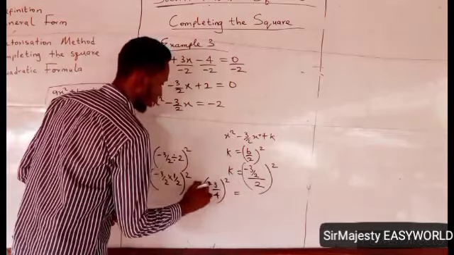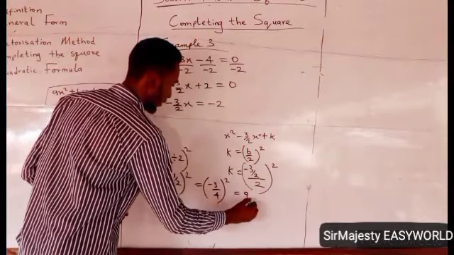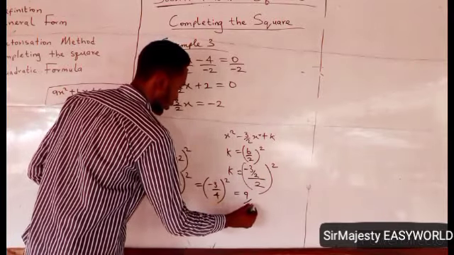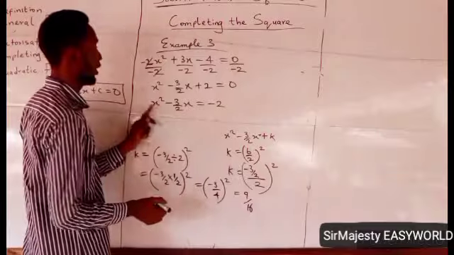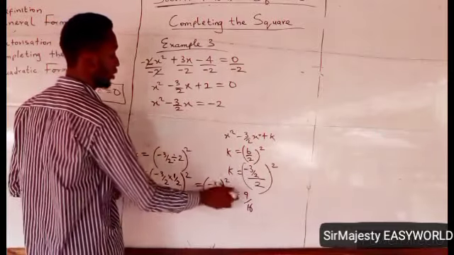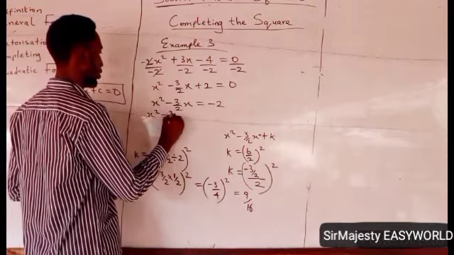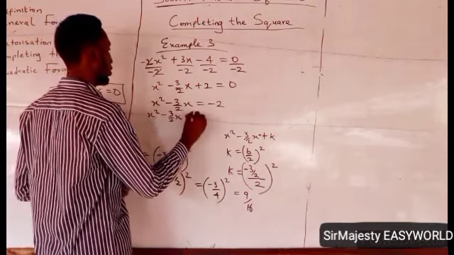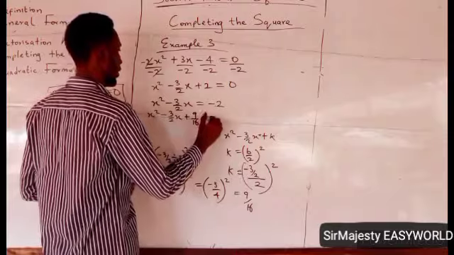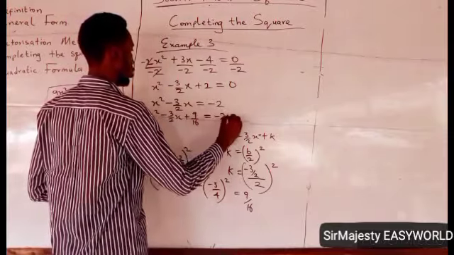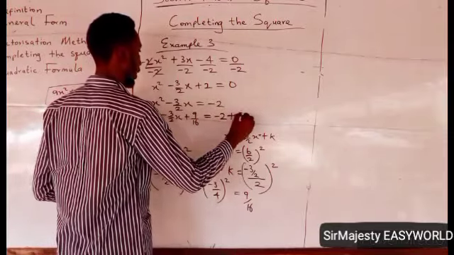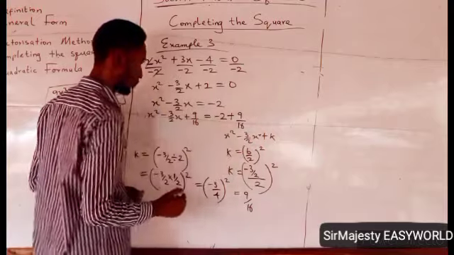So this gives us minus 3 squared, which is 9, all over 4 squared, which is 16. So the value that must be added to this to make it a perfect square is 9 over 16. So this becomes x squared minus 3 over 2x plus 9 over 16 is equal to minus 2 plus 9 over 16.